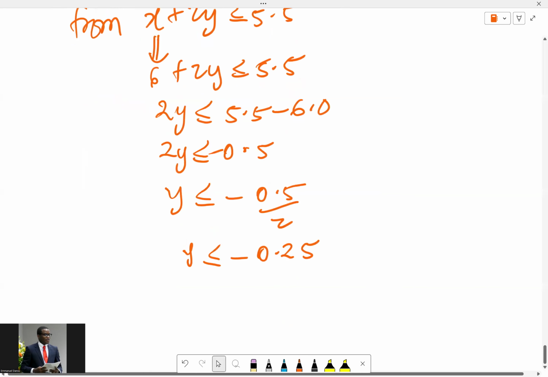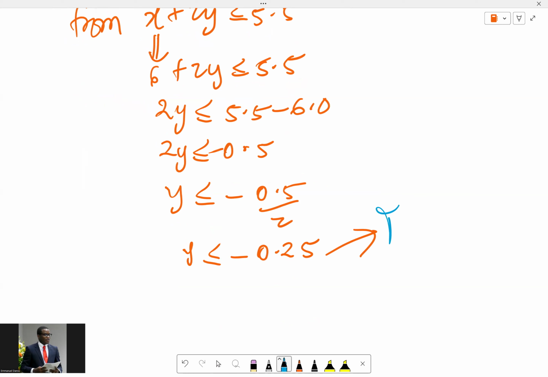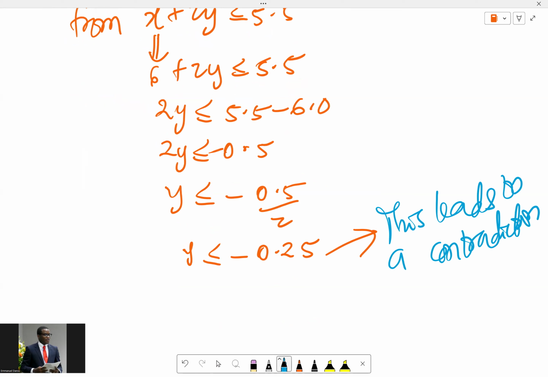Now, y cannot be negative. The worst y can be is 0, okay? So you can see that this actually leads to a contradiction. This leads to a contradiction, okay?